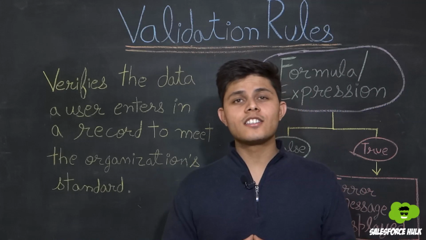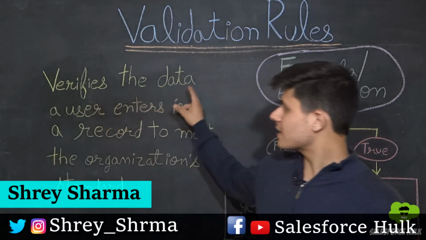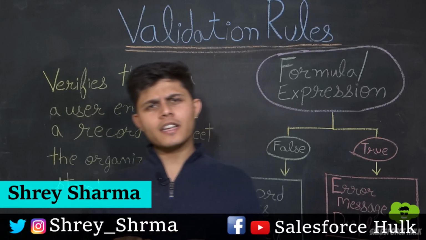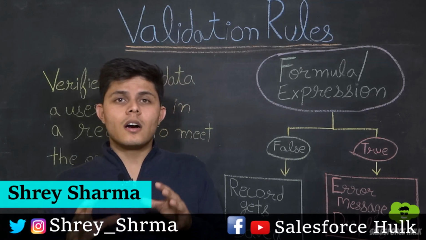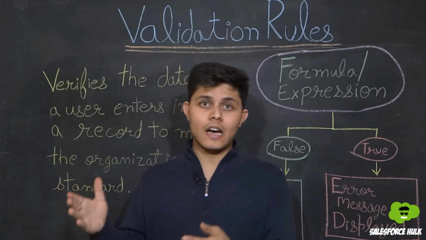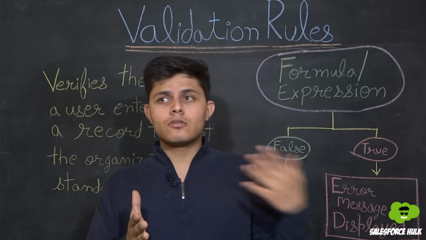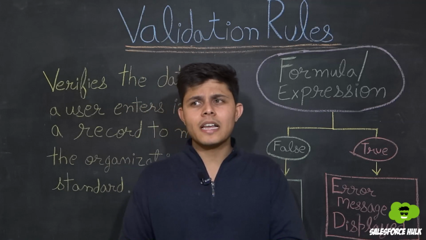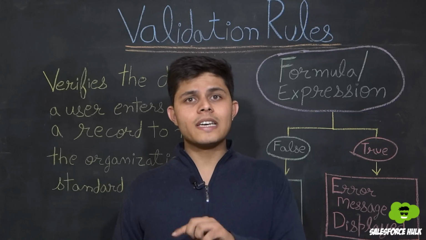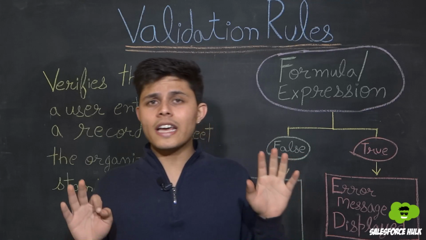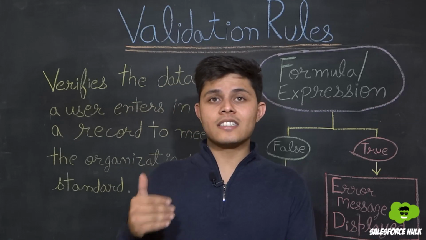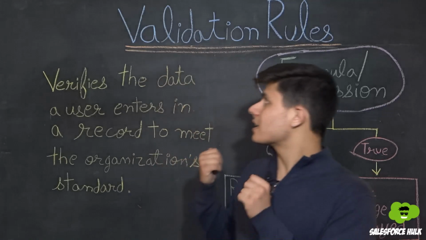Let's begin with what validation rules do. Validation rules verify the data a user enters in a record to meet the organization's standard. Okay. So to explain it to you, I'll take a simple example. You must have come across certain situations in which you want to control the data which your users enter to save a record, and that situation might be like you want every opportunity's amount to be greater than 10,000. You don't want any opportunity to be created in your Salesforce org where the amount is less than 10,000. So in that situation, you'll create a validation rule.